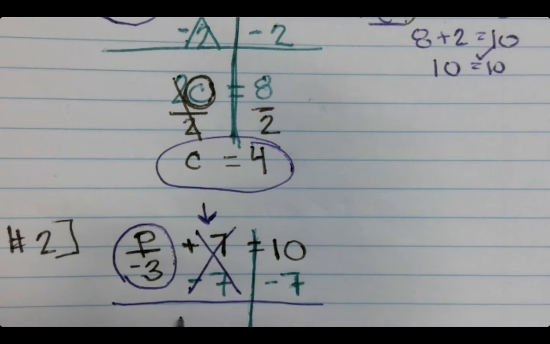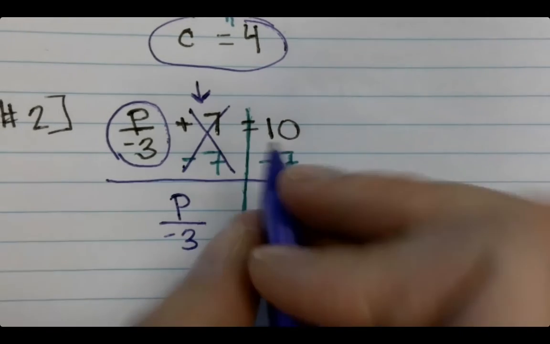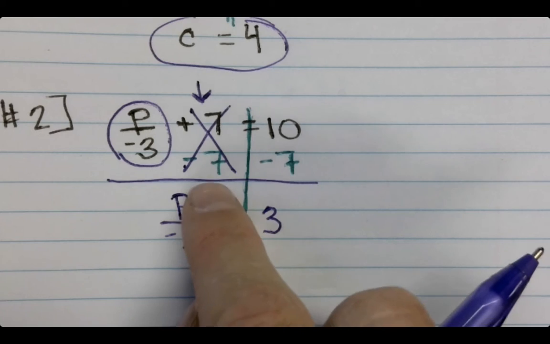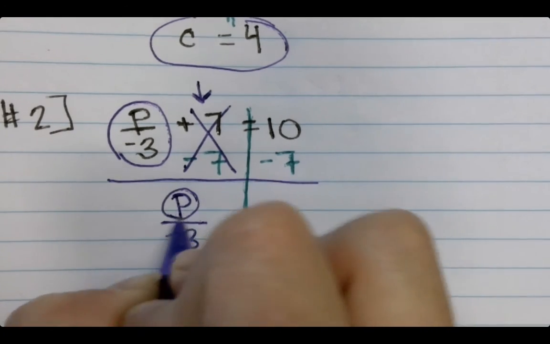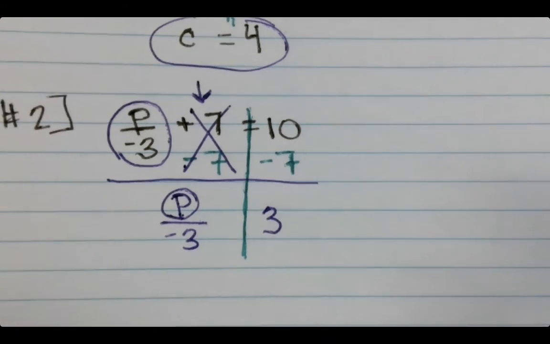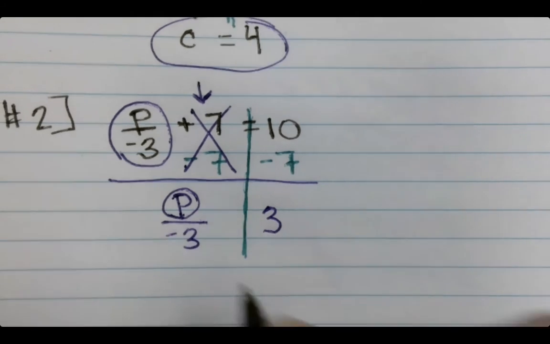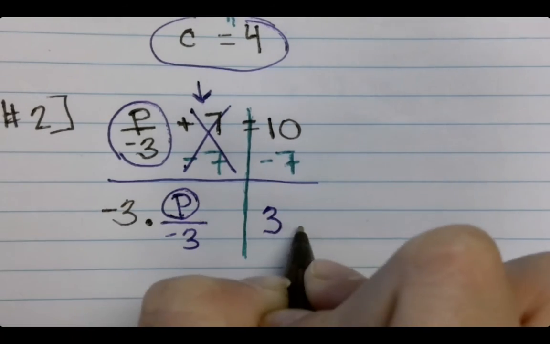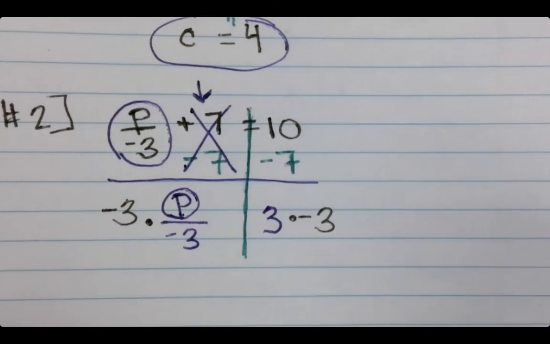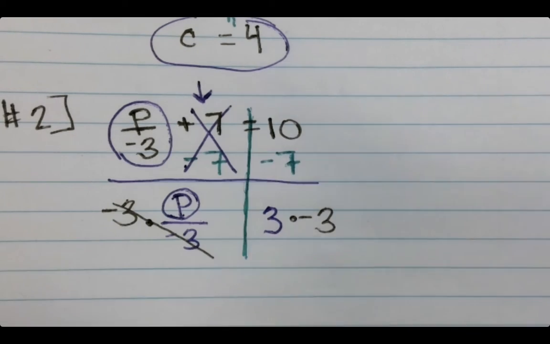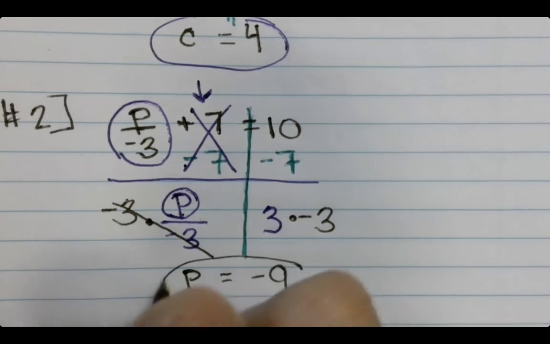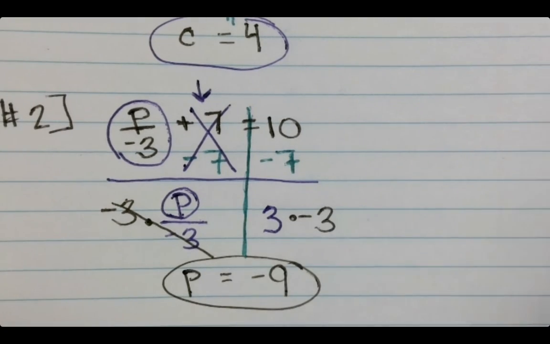This cancels out, leaving me with P over negative 3. 10 minus 7 is a positive 3. What's happening between these two now? They're being divided. So the inverse of division is multiplication. So I'm going to multiply both sides by negative 3. This cancels out. I'm left with P equals negative 9.